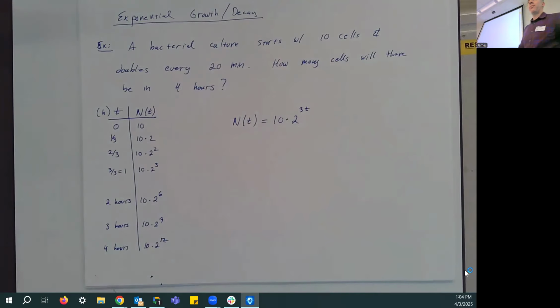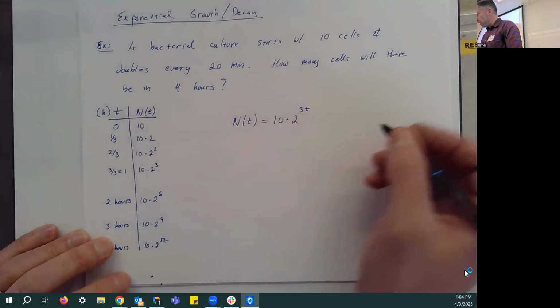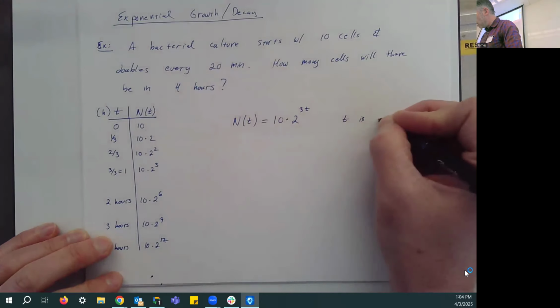Would you need to write 3t because you're measuring in hours? Yes, because I've decided, but again, it was purely a decision at the moment. We could have said time in minutes instead, but I should be explicit here. T is measured in hours.